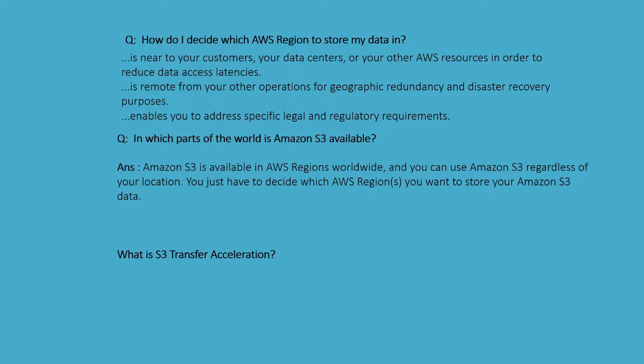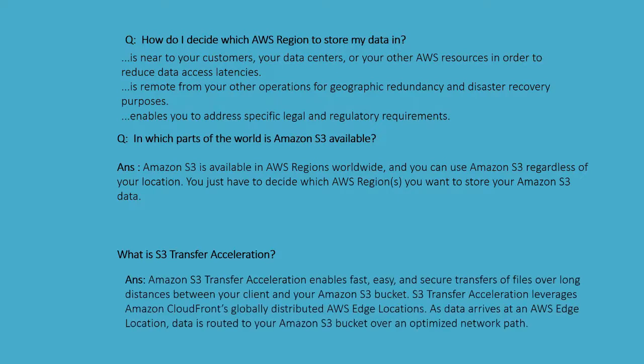What is S3 Transfer Acceleration? Amazon S3 Transfer Acceleration enables fast, easy, and secure transfer of files over long distances between your client and an Amazon S3 bucket. S3 Transfer Acceleration leverages Amazon CloudFront's globally distributed AWS edge locations. As data arrives at an AWS edge location, data is routed to your Amazon S3 bucket over an optimized network path.